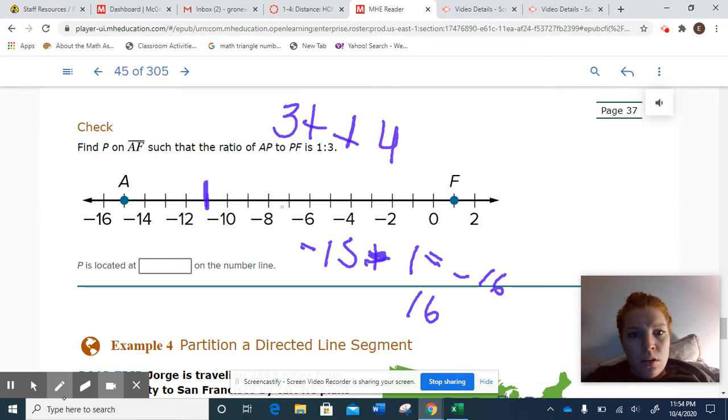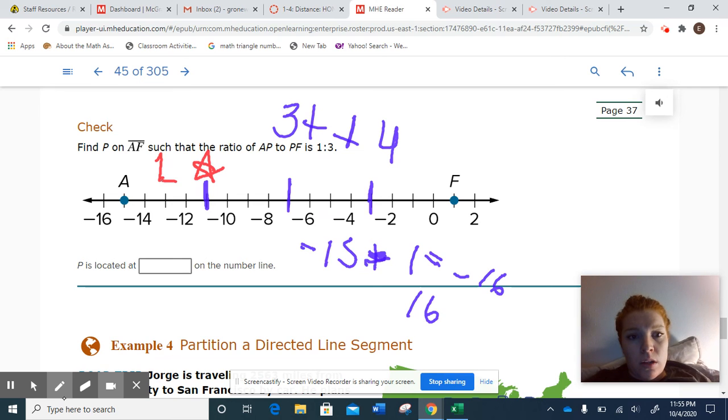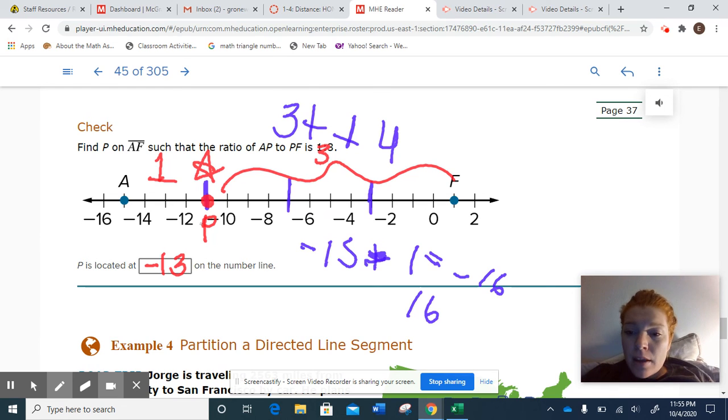There's 1, 2, 3, and 4. Okay, so my goal here is to have 1 on the left and then a total of 3 on the right. So where that breaking point is right here, 1 here, 3 here. So my point is going to be at -13. That's P. Now this was a nice one where we could use the cheat. If that does not happen, like you can't break your total number line up into different parts, then you have to resort back to the formula.